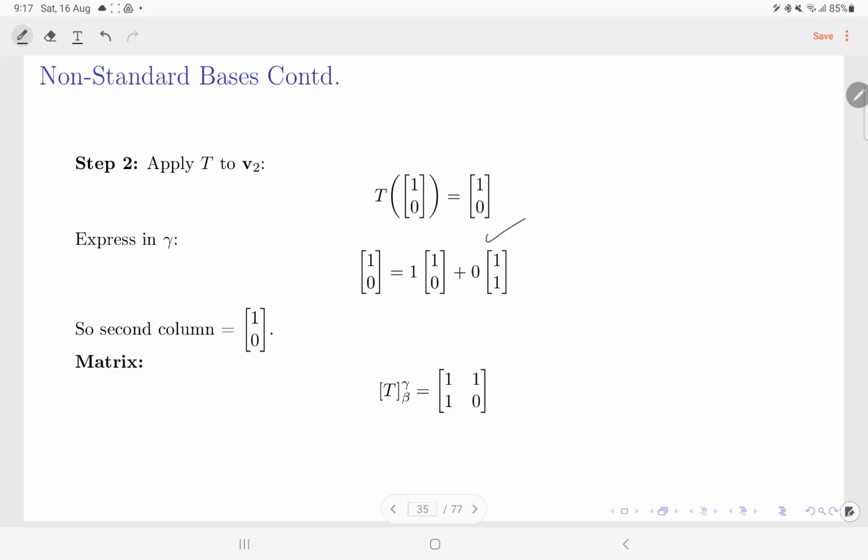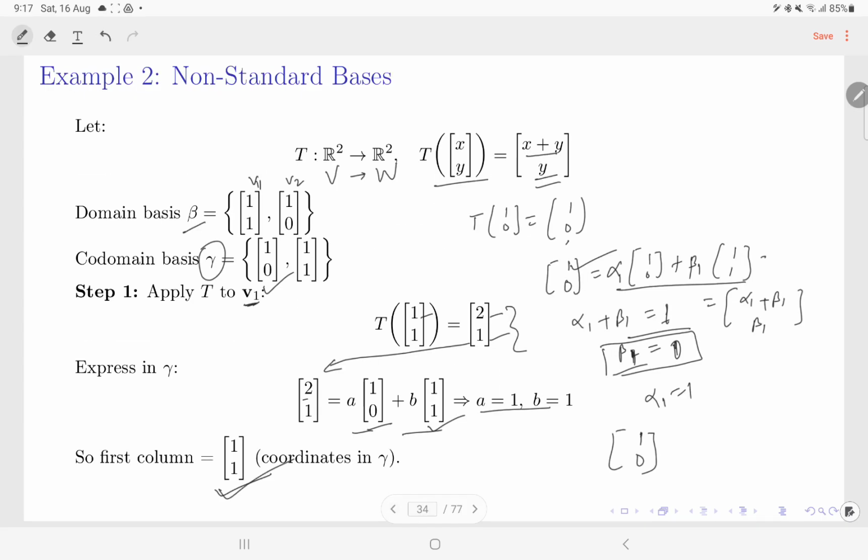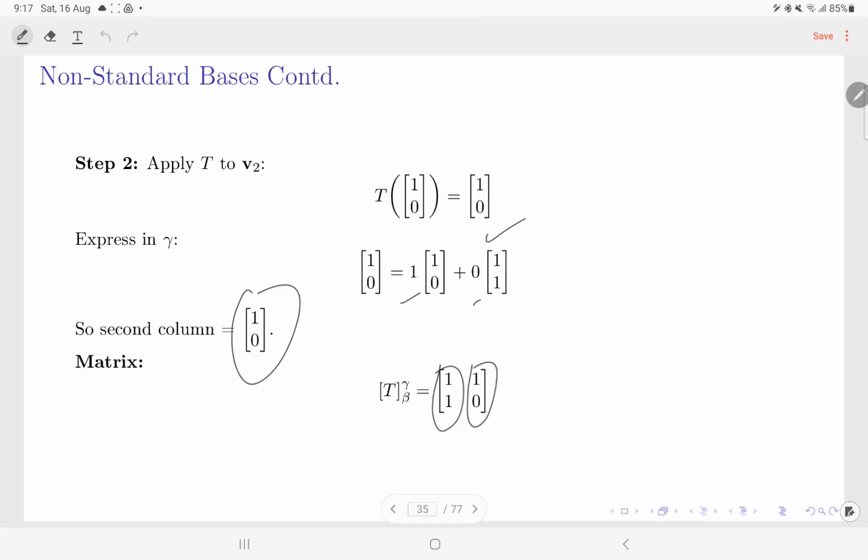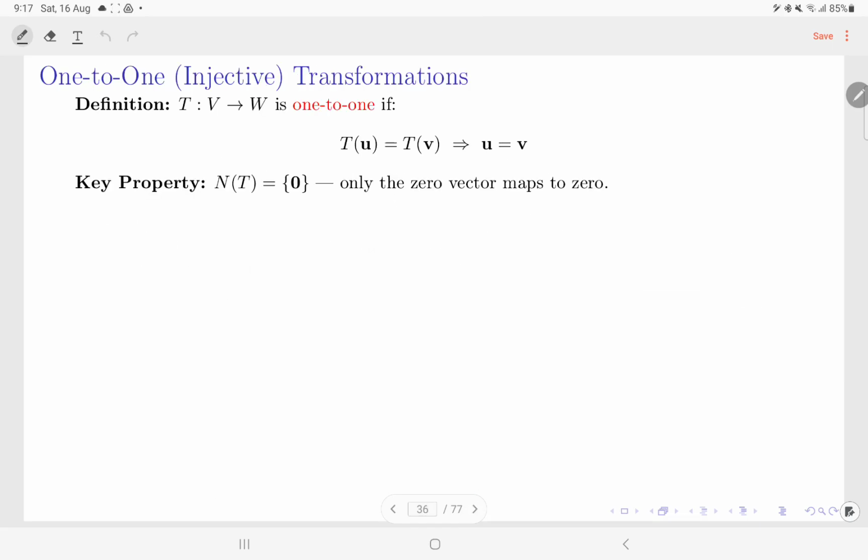Okay, same thing is given here, 1, 0, hence the second column will be 1, 0. This is corresponding to the first column and this is corresponding to the second column, which is coming from the first column is this one and the second column is this one. I hope this makes sense to you. Now let's move forward to one-one and onto.